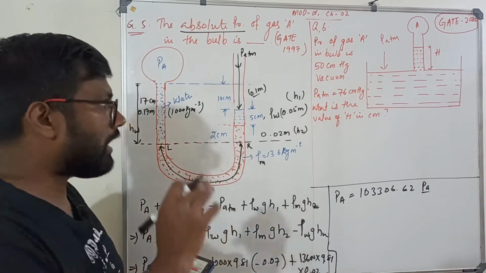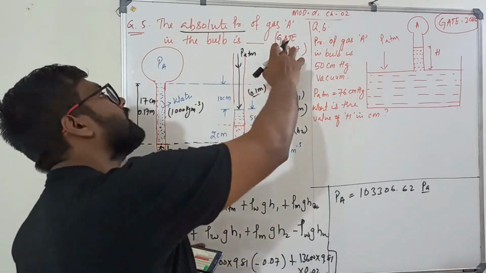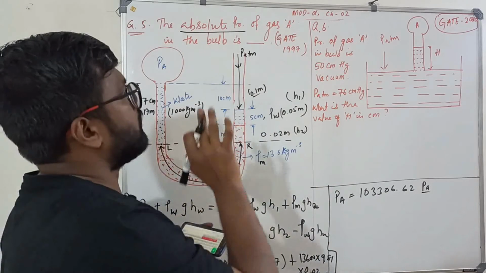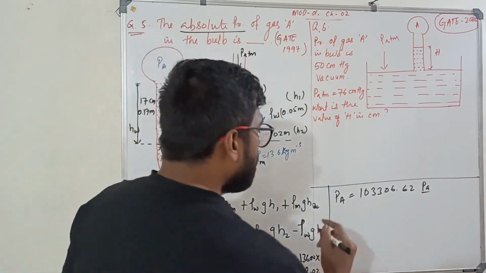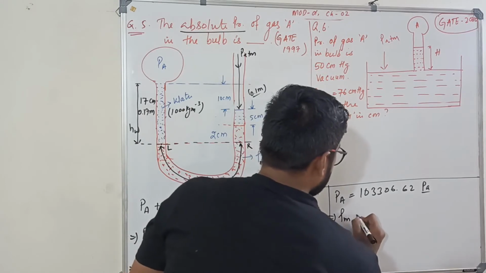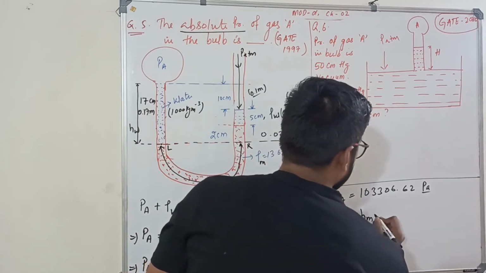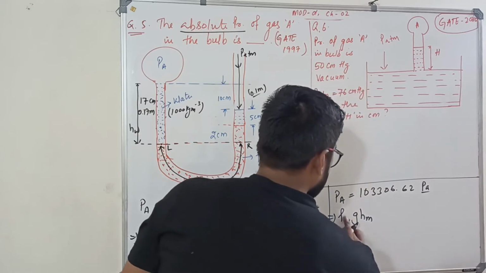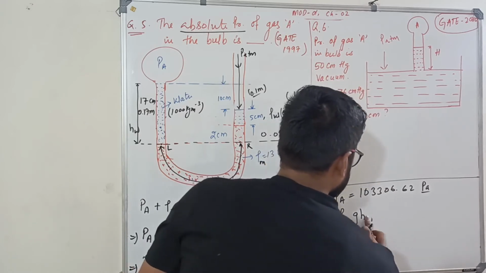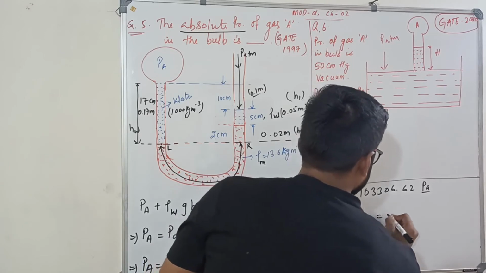This is my absolute pressure already I got. But in GATE 1997, it was a 2-mark question and they expected the answer in terms of mm of Hg. So you write like this: rho m g hm. They asked mm of Hg, mercury. Rho Hg g hHg is equal to this value.